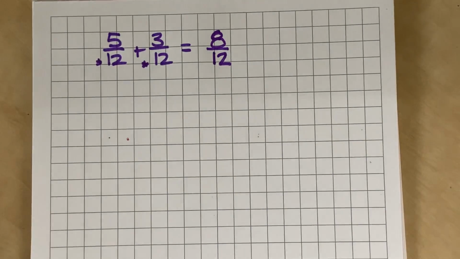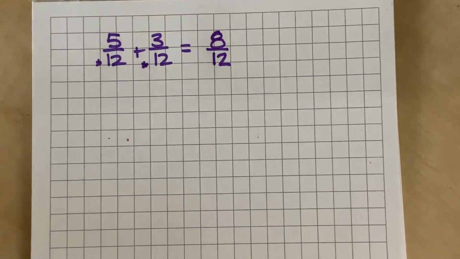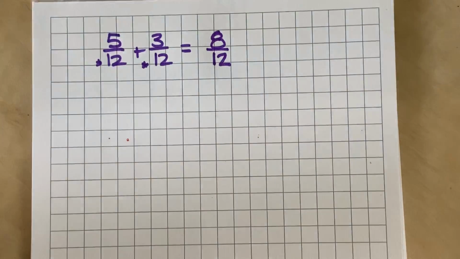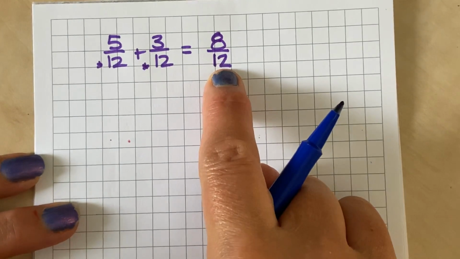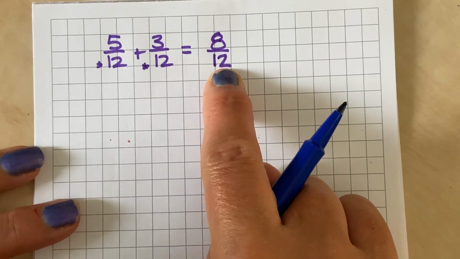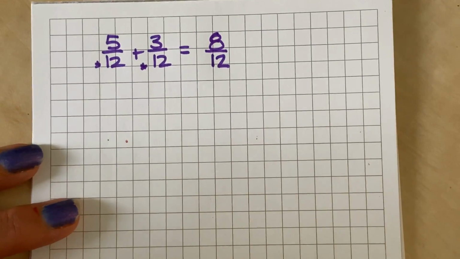Now, that number is not in lowest terms. How do I know that? Just by looking at it? I mean, even if I wasn't fabulous with my multiplication facts, 8 is an even number, 12 is an even number. What goes into all even numbers? 2. So I know it can't be in lowest terms because I know at least 2 goes into it.